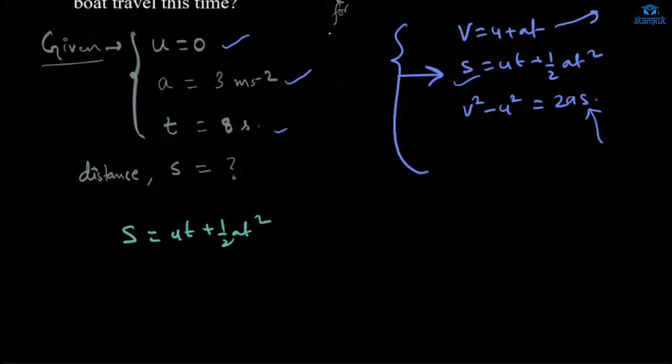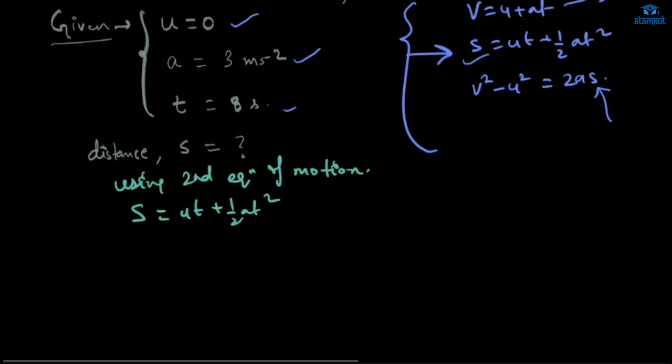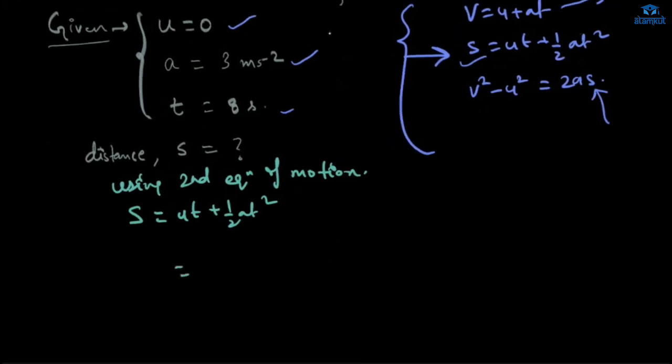Just write here that using the second equation of motion, s is equal to ut plus half at square. u is 0, so 0 into 8 will be 0. This term will be 0. Then plus half at square. a is 3, and t is given as 8, so 8 into 8 means t square.